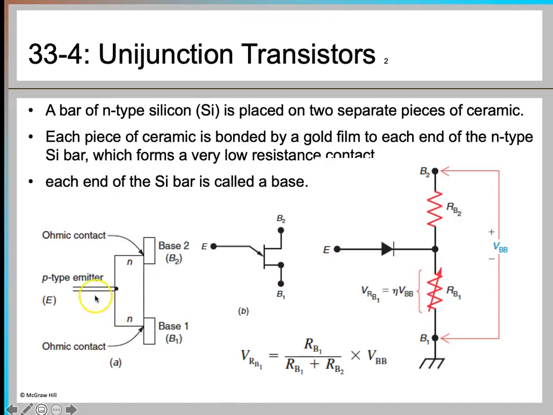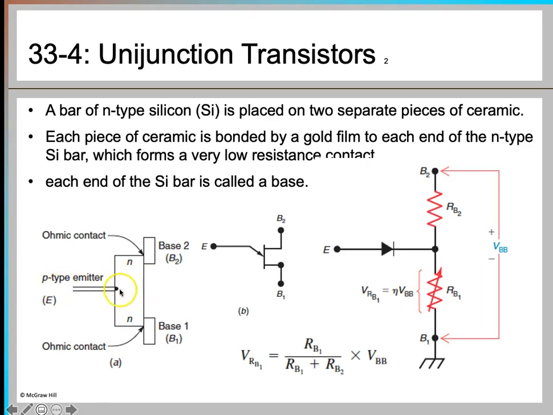Okay, so this is the construction of the UJT. As you can see, this is the base, and this base is made up of ceramic, and each piece of base is bonded by a gold film to each end of the silicon bar. This thus forms a low resistance contact, which is called your ohmic contact, which you see here. And then you have this n-type silicon bar, which is lightly doped, and it has a resistance value between 5 and 10 kilo ohm.